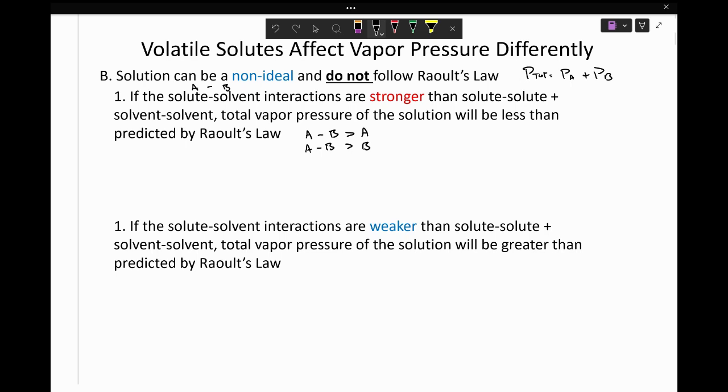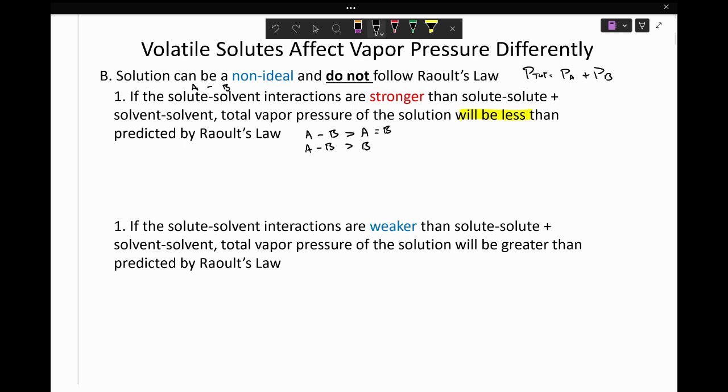Or, if you want to say this, you could say like this. Sorry, is equal to B. So the important thing here is that the interaction of the two together is stronger than any of the individual interactions. And in these cases, what we observe is that this total vapor pressure of solution is going to be less than what we predict by Raoult's law.